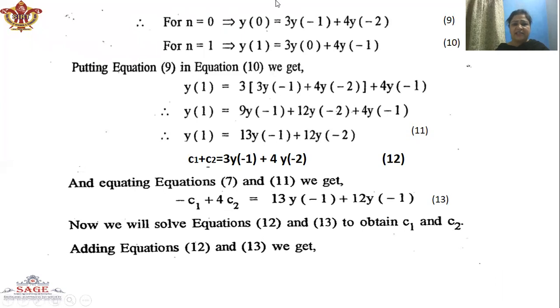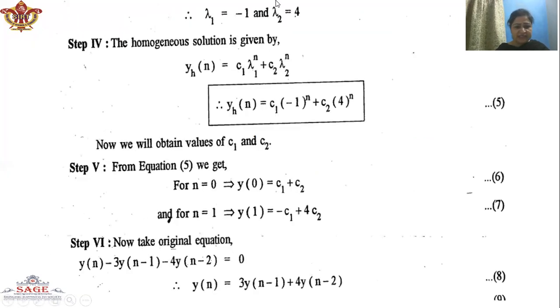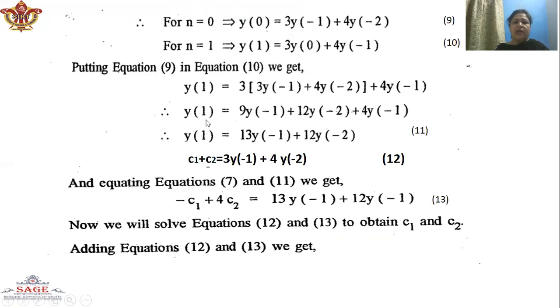Now here, y0 will be equal to 3y(-1) + 4y(-2). Now again, in these two equations, I'll put n equal to 1 in both equations. So in this equation, y1 = c1 + 4c2. And if I put n equal to 1 in my original equation, I'll get y1 = 3y0 + 4y(-1). So I'll get equations 9 and 10.